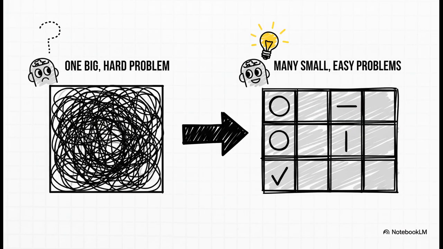And the reason this is so clever is because of how it reframes the problem. We're not trying to solve one huge, complicated problem anymore. Find the object somewhere in this giant image. Instead, we've broken it down into hundreds or even thousands of tiny, easy problems. Is the object right here in this little box?